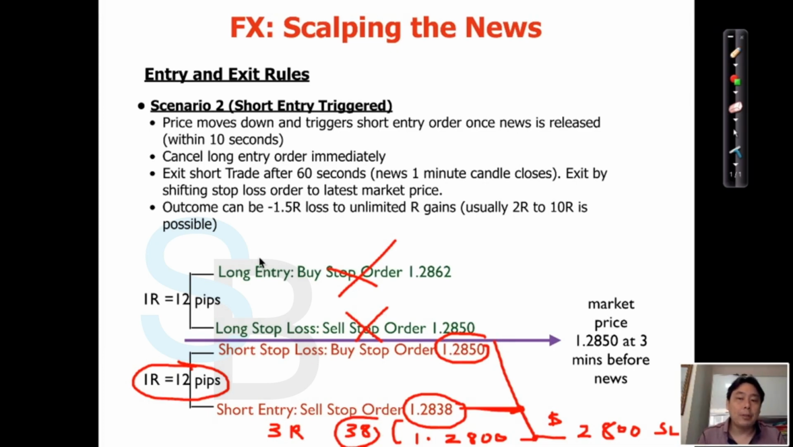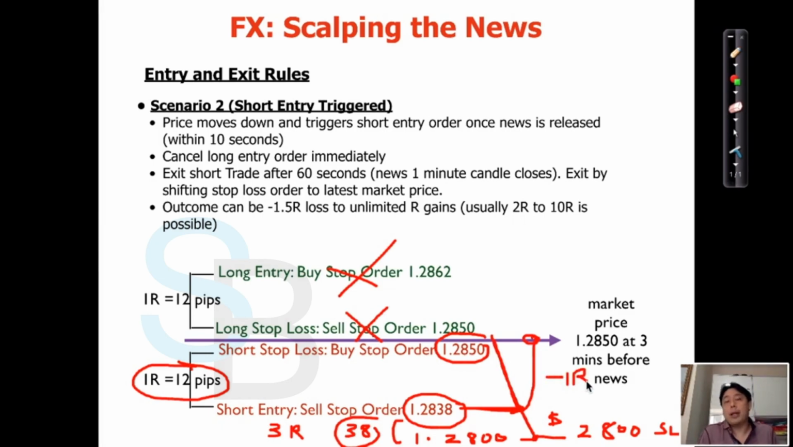So again, is it possible that we could have a losing trade? Of course, yeah. So it is also possible the news is released, the price goes down, hits our sell entry order, we sell at 2838, okay? And the moment that happens, guess what? The price goes back up again and hits our stop loss. So we would have lost 12 pips, which is losing 1 hour.